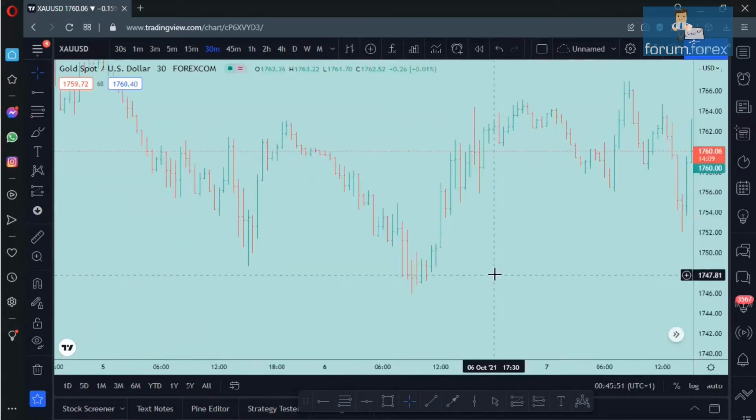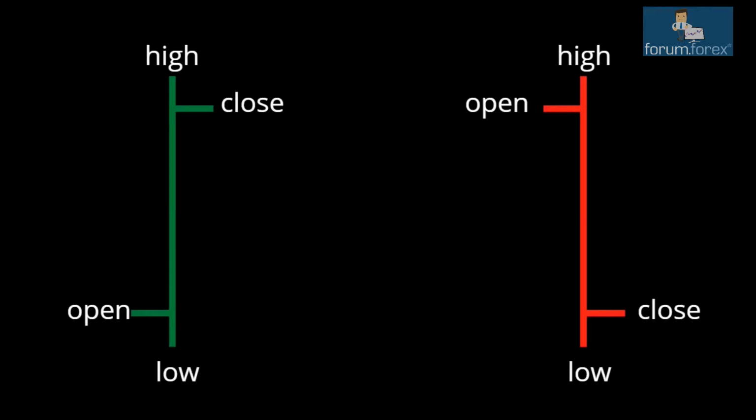The next chart we're going to talk about is the bar chart, and unlike the line chart, the bar chart actually displays the open, high, low and close, and I think I'll use this to explain the open, high, low and close concepts. Taking a closer look at the bar chart, it looks very funny to me because it looks like a scarecrow.